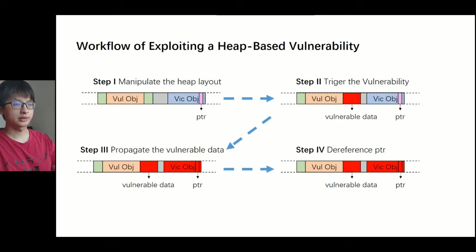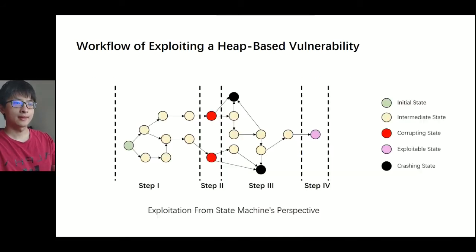Okay, let's see the process of exploitation from the state machine's perspective. It starts from the initial state, the green dot on the left. By manipulating the heap layout, it will go through some intermediate states, which are marked with yellow dots in step 1. Everything is still fine for the program as we just do normal functions of the program at this stage.